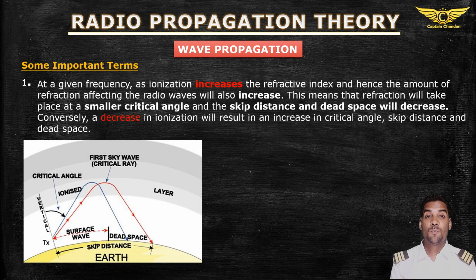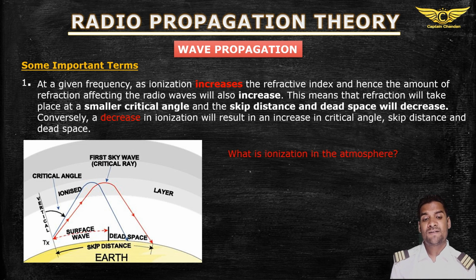So let's discuss some important terms. At a given frequency, as ionization increases, the refractive index, hence the amount of refraction affecting the radio wave, will also increase. This means that refraction will take place at a smaller critical angle and the skip distance and the dead space will decrease. Conversely, a decrease in ionization will result in an increase in critical angle, skip distance and dead space. All the terms are very important.